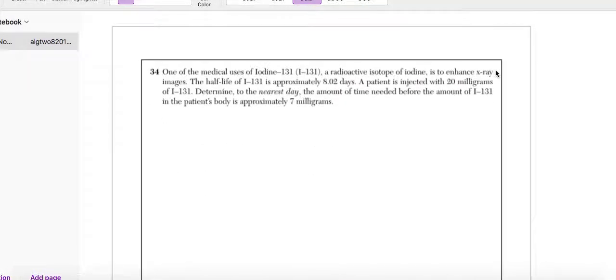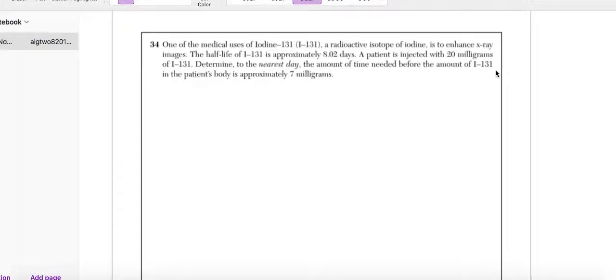33 is done. 34: One of the medical uses of iodine 131, which is I-131, a radioactive isotope of iodine, is to enhance X-ray images. The half-life of I-131 is approximately 8.02 days. A patient is injected with 20 milligrams of I-131. Determine to the nearest day, that's the nearest whole number, the amount of time needed before the amount of I-131 in the patient's body is approximately 7 milligrams.